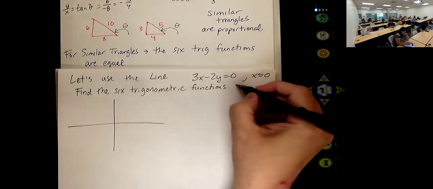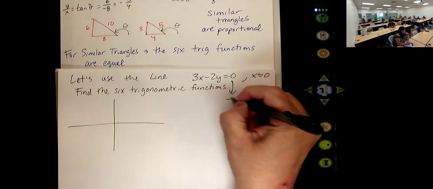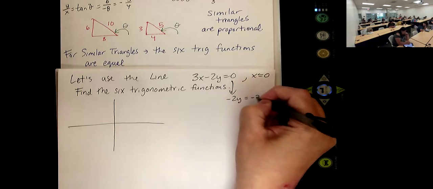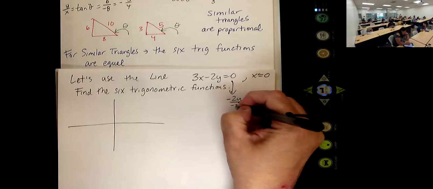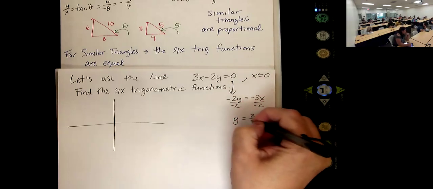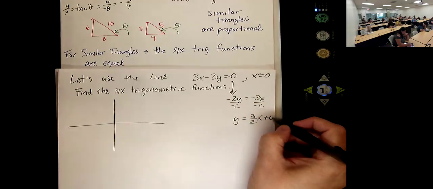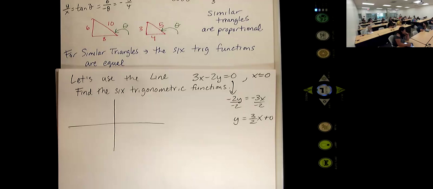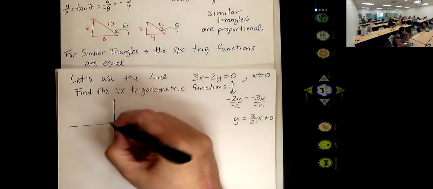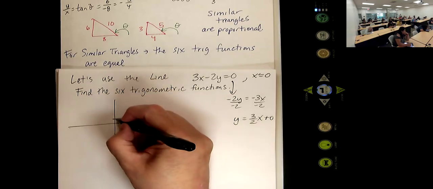If I solve this for y, let's see, I get negative 2y equals negative 3x. And I divide by negative 2 and I get y equals 3/2 x. And if I put in plus 0, I can see the y-intercept is 0. And if I do rise over run, it's doing 3/2.